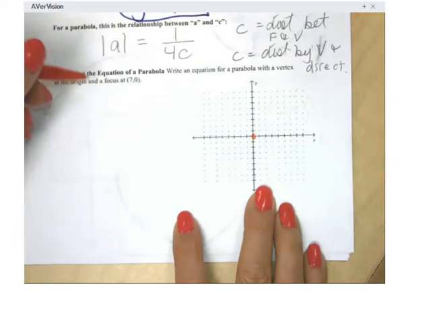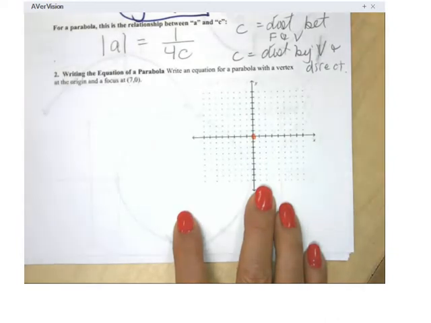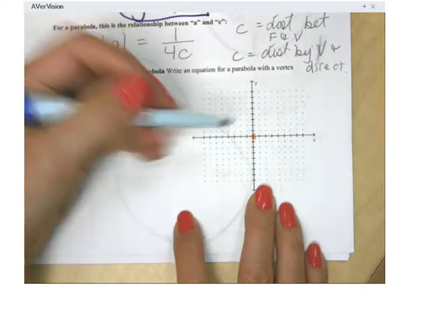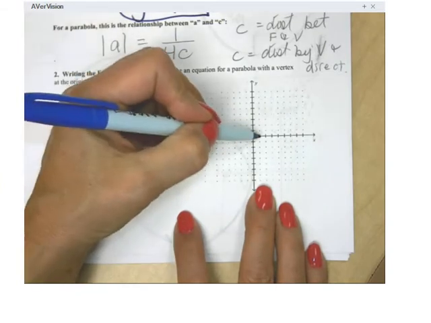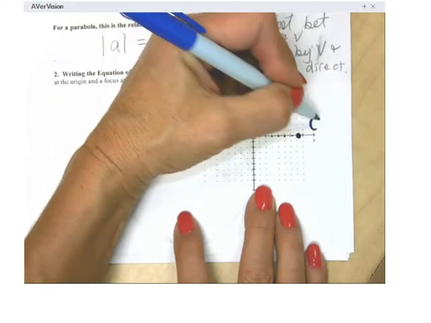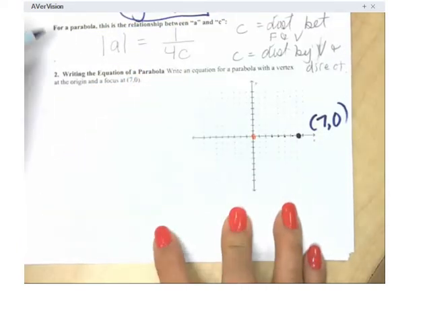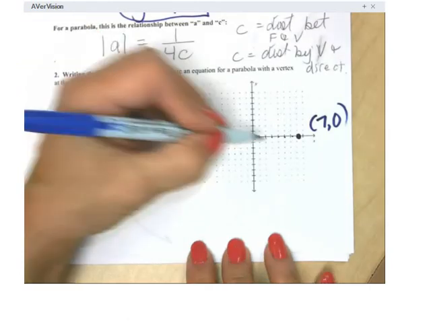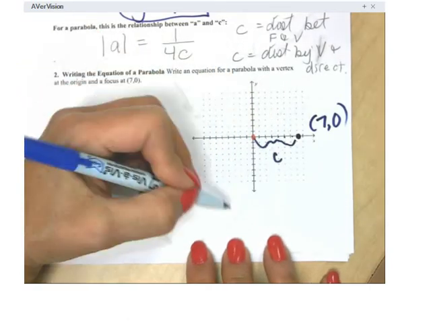Now you could turn the video off and just try this one on your own. I'll continue on. So you could turn it off, see if you have understanding, and then come back and double check. All right, so on number 2, we have writing the equation of a parabola, and we have an equation that has the vertex at the origin.